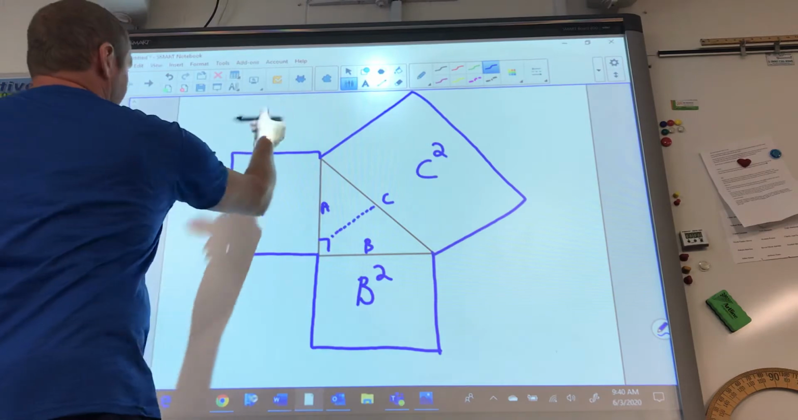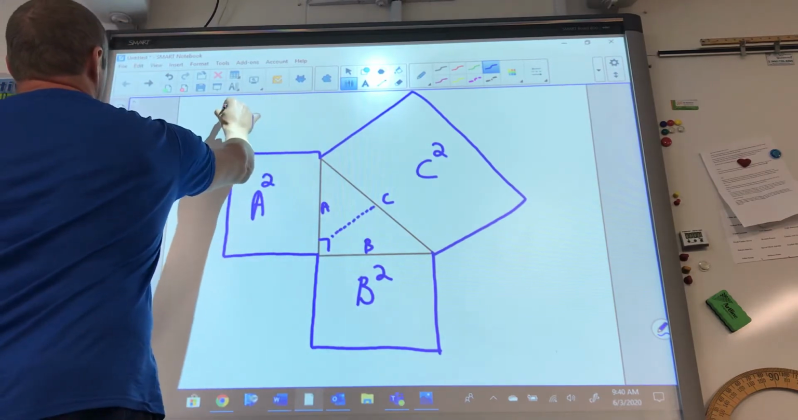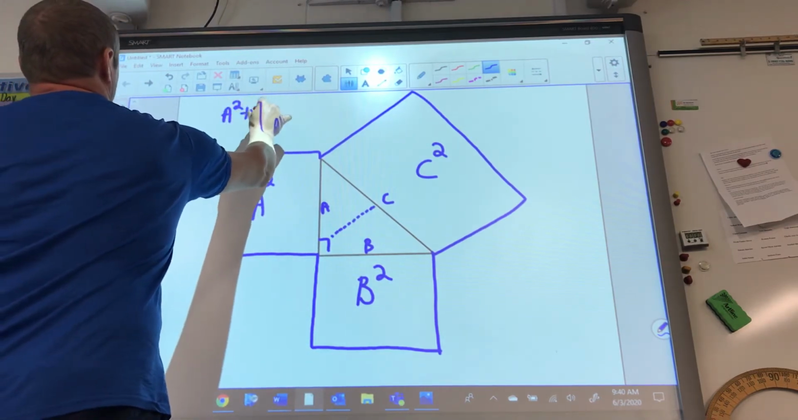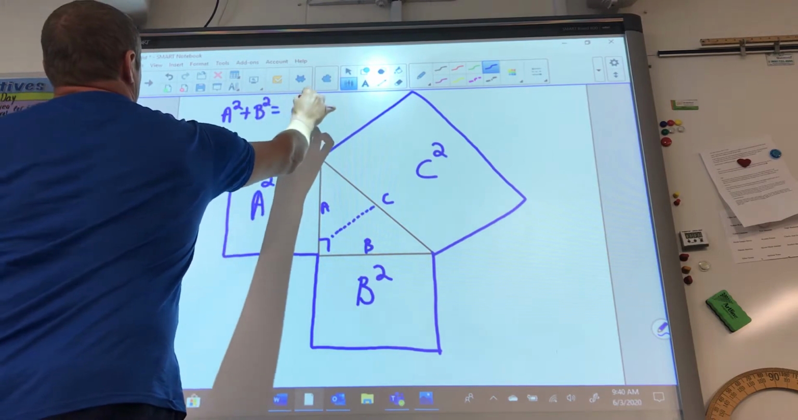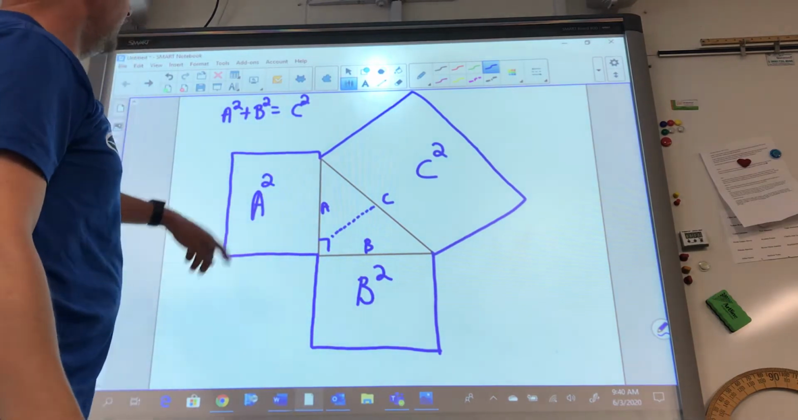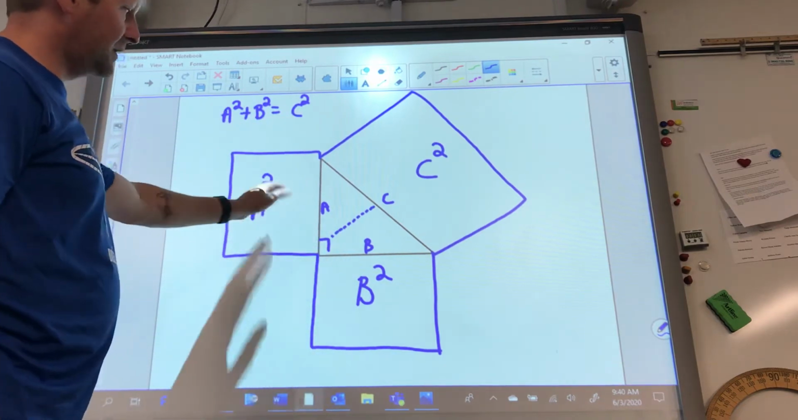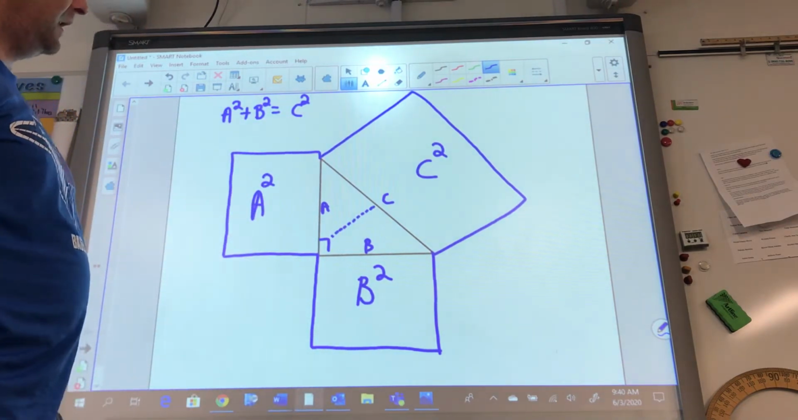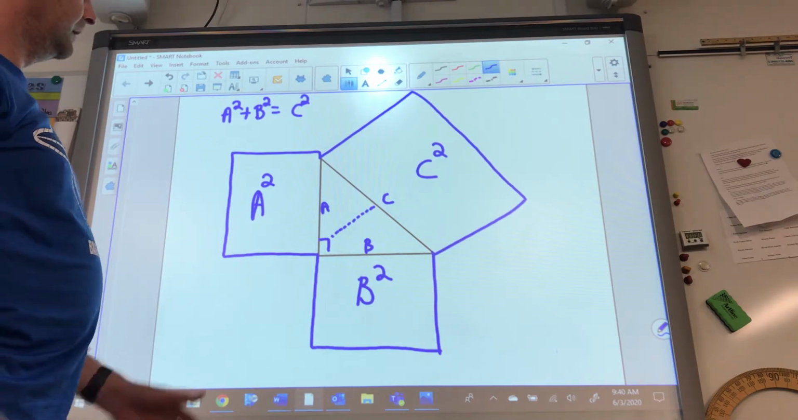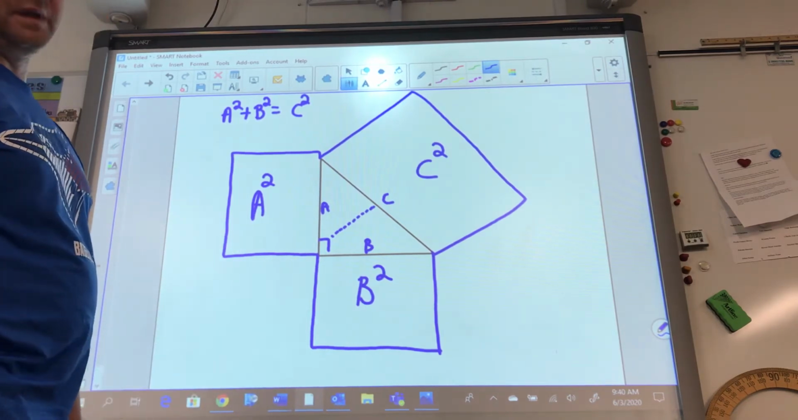Okay? So you can make a cheat sheet, you can write it down a bunch of times. A squared plus B squared equals C squared, where A is a leg, a short side, B is the short side, and C is the hypotenuse. It doesn't matter if you mix up A and B, as long as you know the C side.